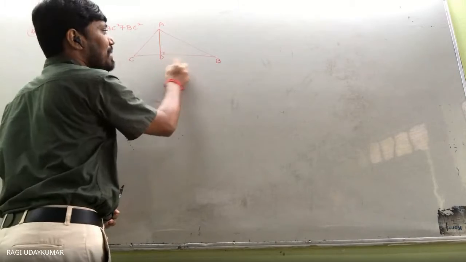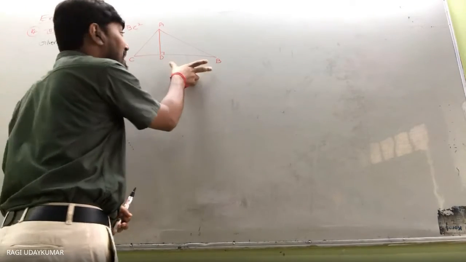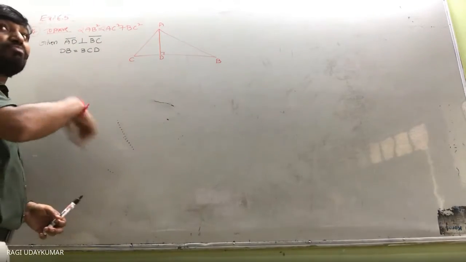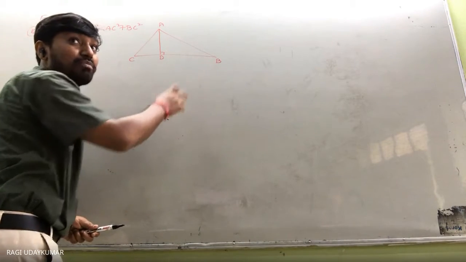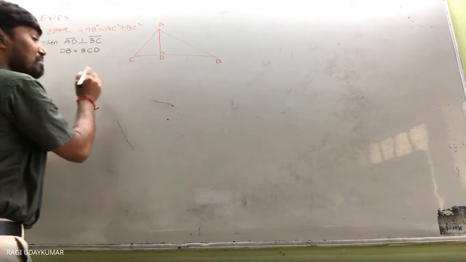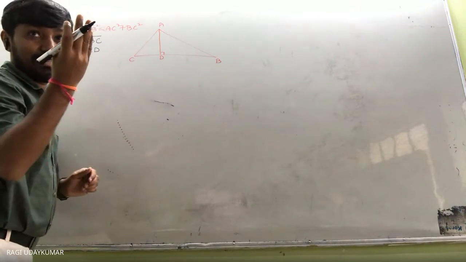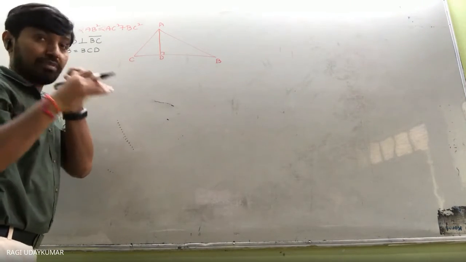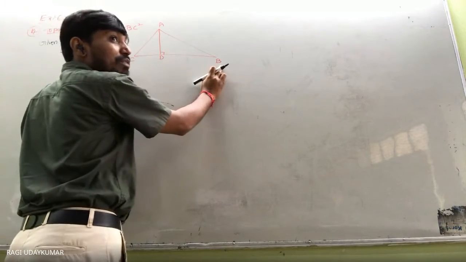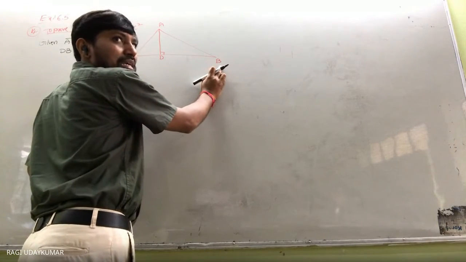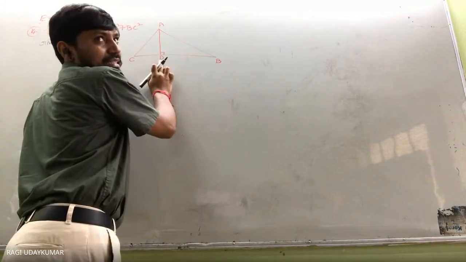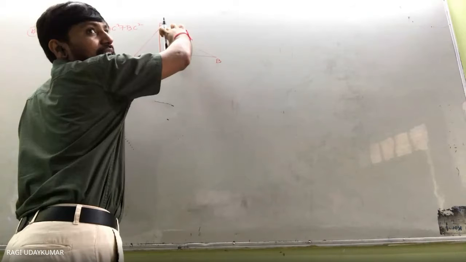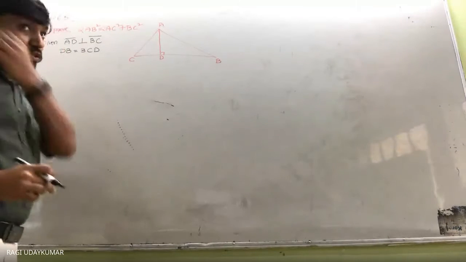AD square will come, BD square will come. BD also should not remain, but BD can be written in terms of BC, because I told you that BC is equal to 4 times CD. So you can write this one in terms of BC, and this one also in terms of BC. No, AD is not needed, but we need AC. So what to do here?